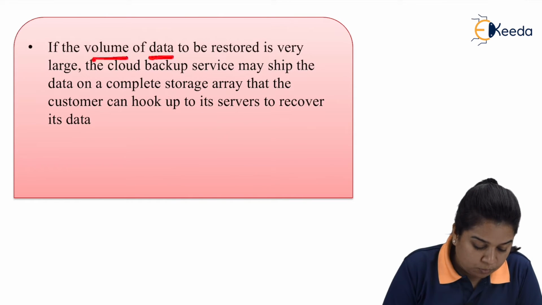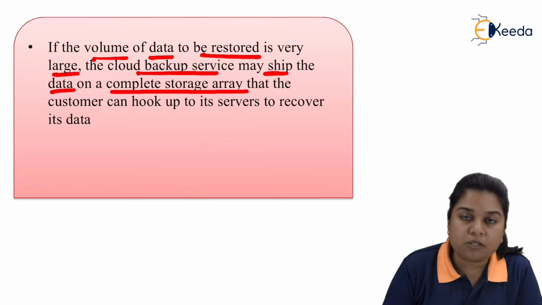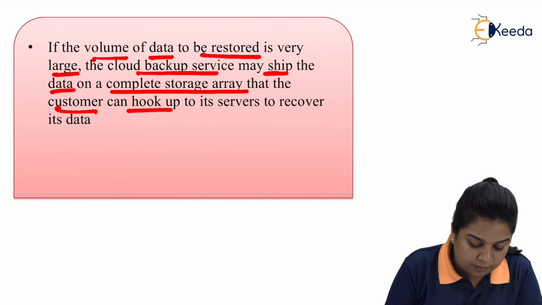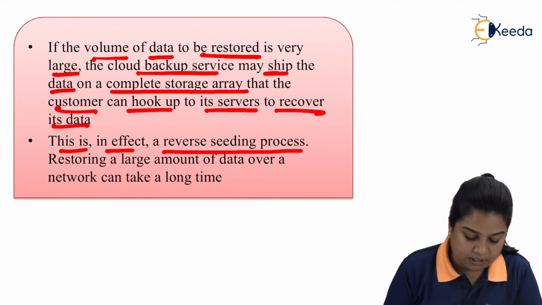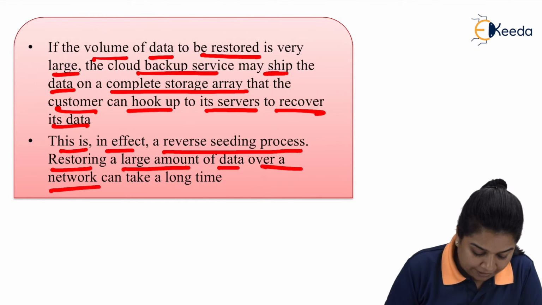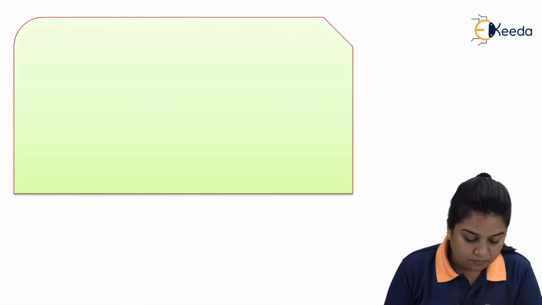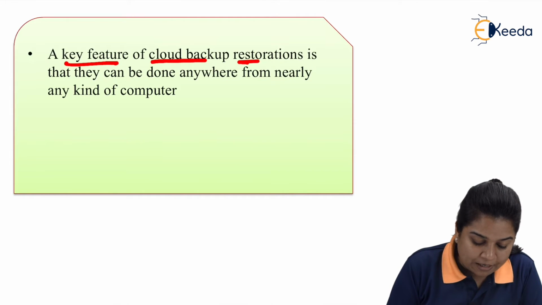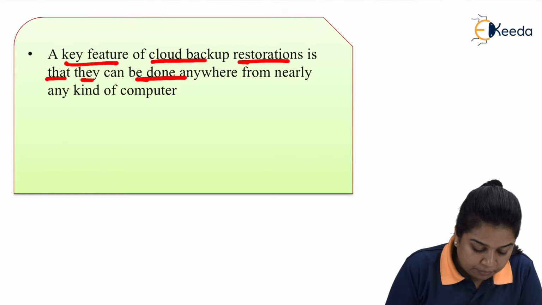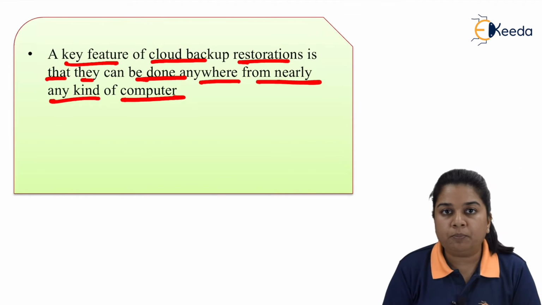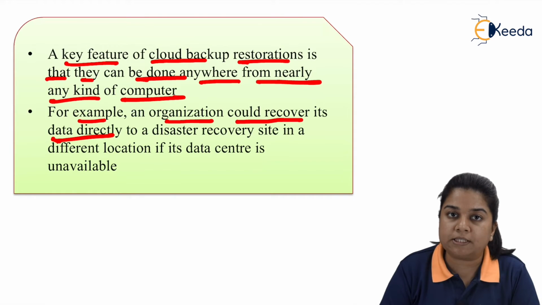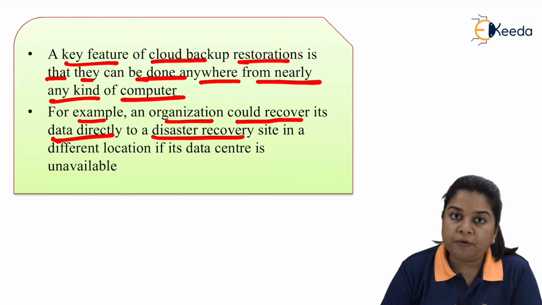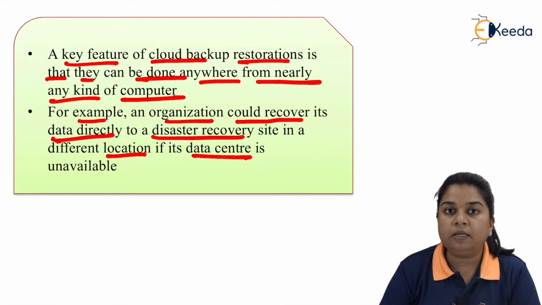Here, if the volume of data to be restored is very large, the cloud backup service may ship the data on a complete storage array that the customer can hook up to its servers to recover its data. This is in fact a reverse seeding process. Restoring a large amount of data over a network can take a long time. A key feature of cloud backup restoration is that it can be done anywhere from nearly any kind of computer. For example, an organization could recover its data directly to a disaster recovery site in a different location if its data center is unavailable.